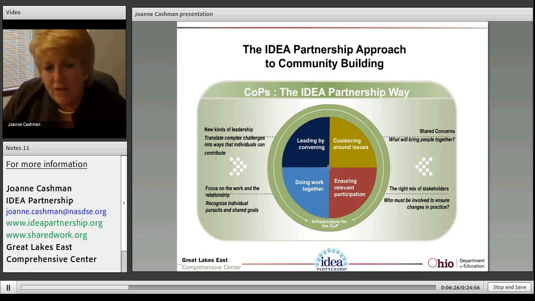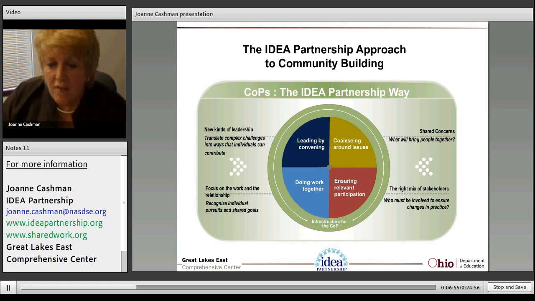The last quadrant here is new kinds of leadership. And we could start out with this actually, but we put it as the last quadrant because you really need to learn through interacting with people what it means to lead by convening. Now, we talk about a lot of leadership skills, but leading by convening, to our estimation, is one of the most important skills and really is the way of leadership in the future.